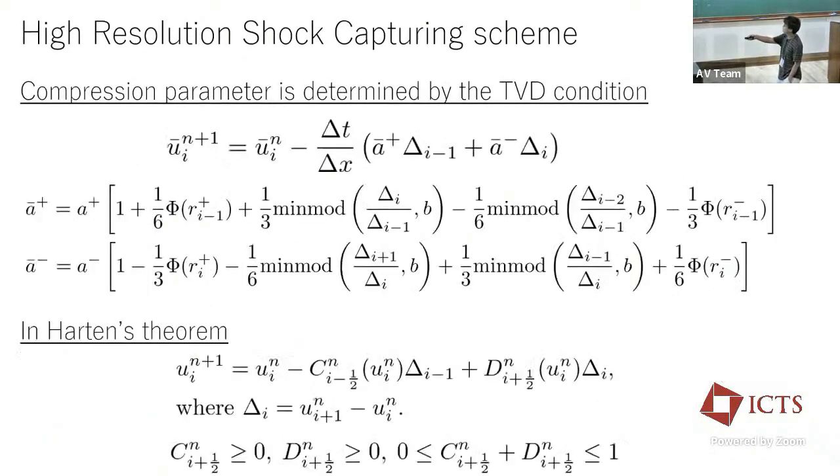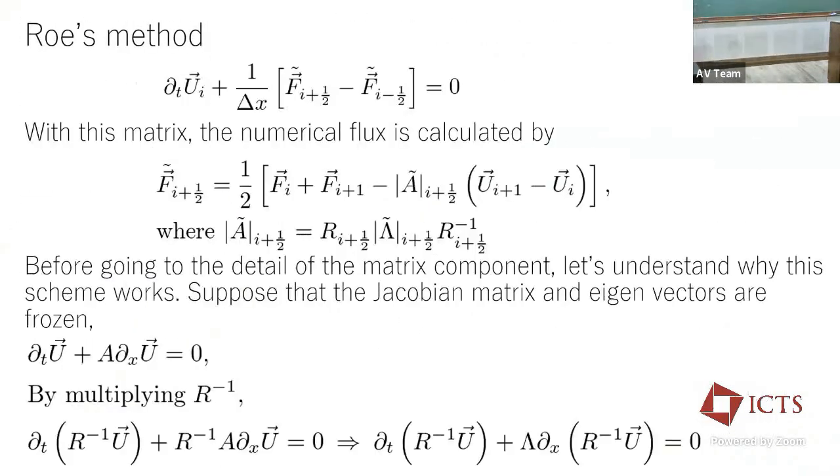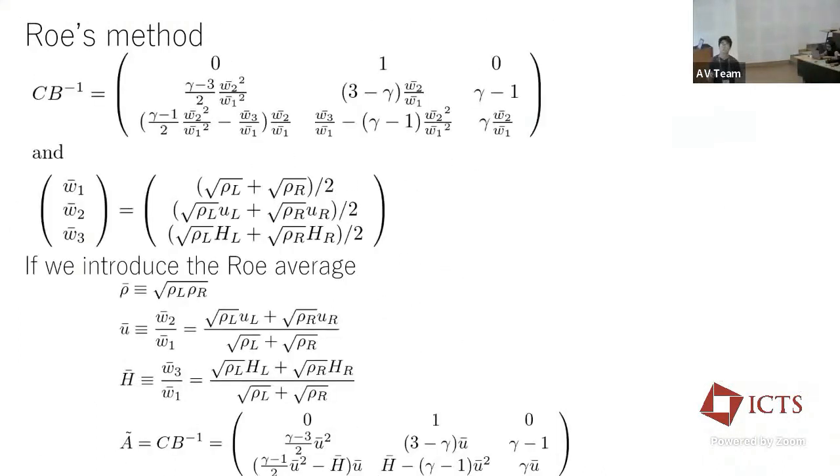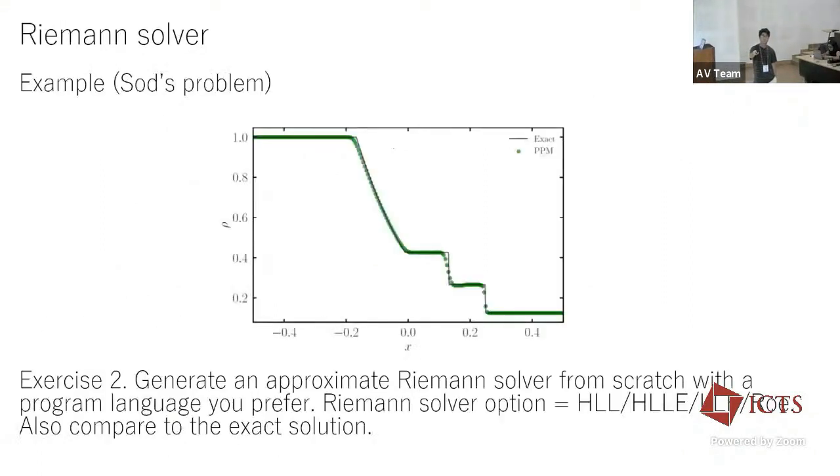So I recommend you start from the very simplified one, maybe local Lax-Friedrichs, LLF, which is the most simplified one, with first order reconstruction. And you can compare the exact solution to your numerical simulations. For example, if you change the reconstruction scheme from first order to PPM, the solution should be more accurate than the first order scheme. Also, what is the difference between the employed Riemann solvers? This is a good demonstration. And this is the exercise for today.